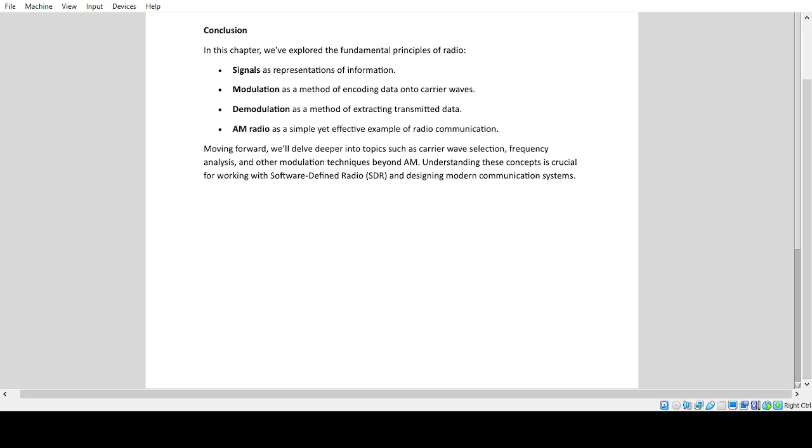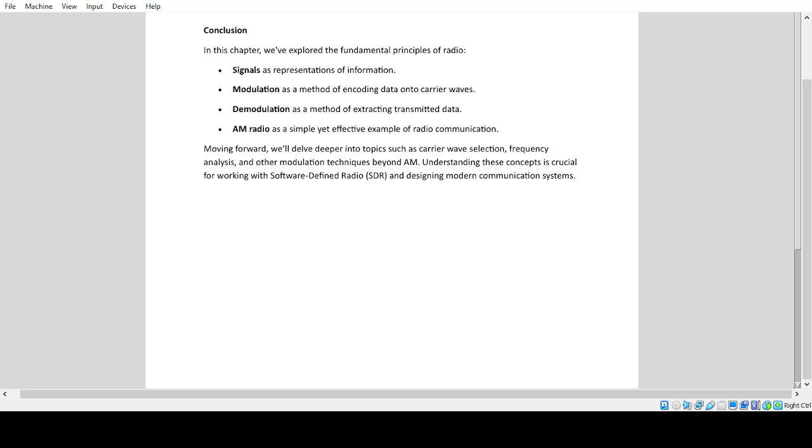Conclusion. In this chapter, we've explored the fundamental principles of radio. Signals as representations of information. Modulation as a method of encoding data onto carrier waves. Demodulation as a method of extracting transmitted data. AM radio as a simple yet effective example of radio communication.